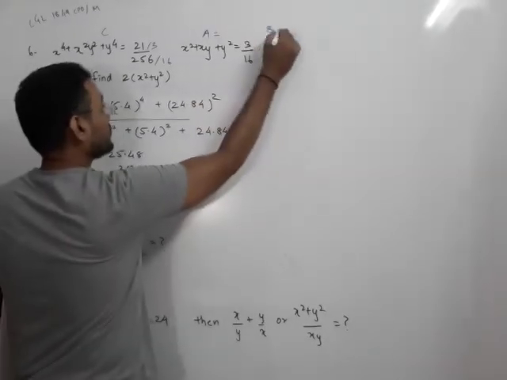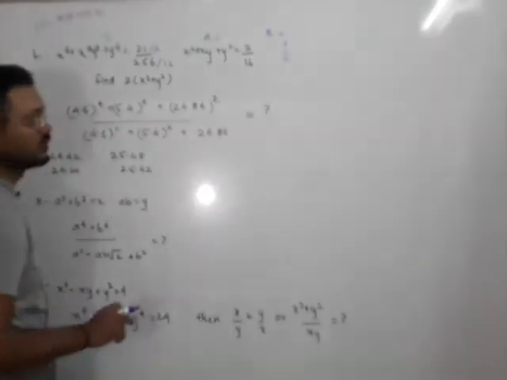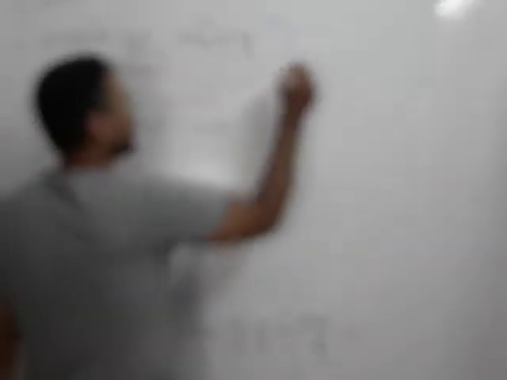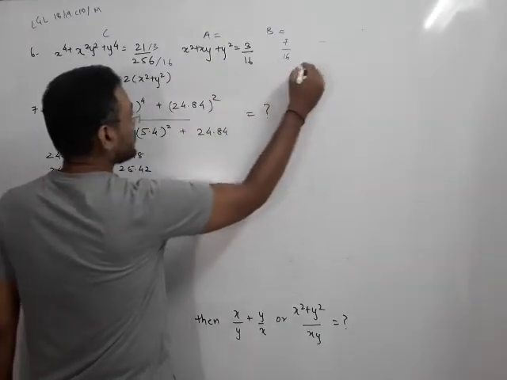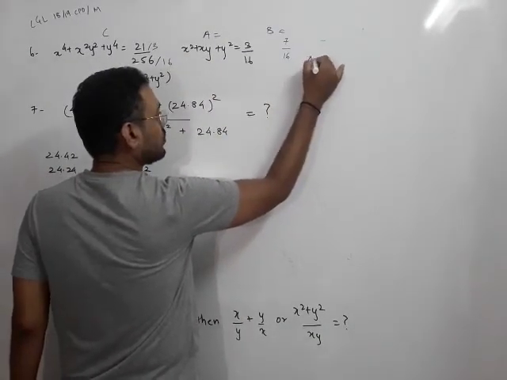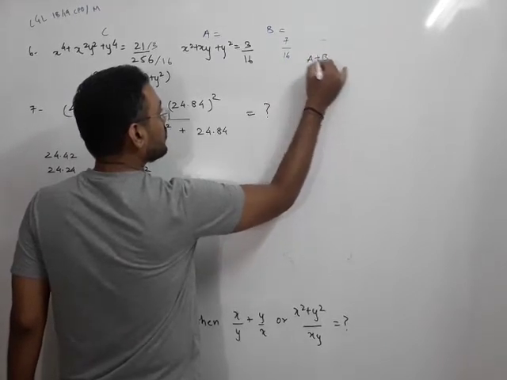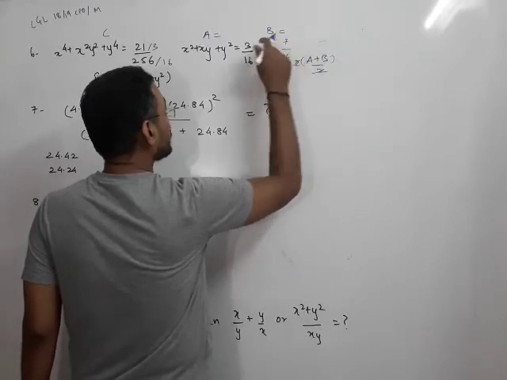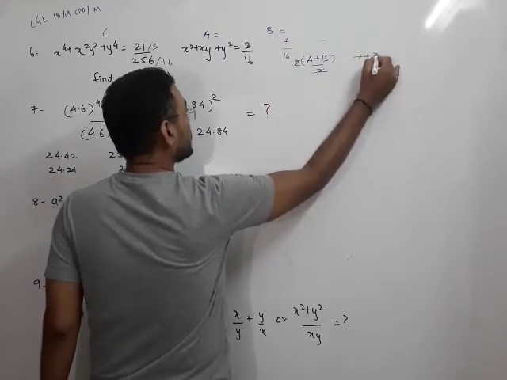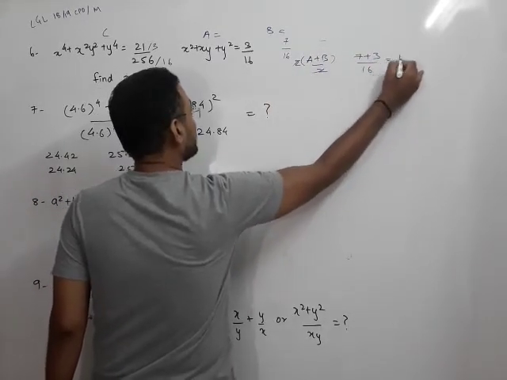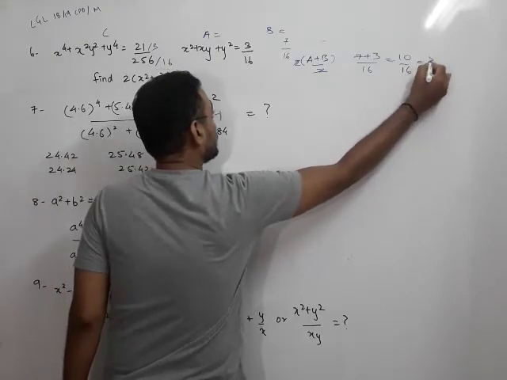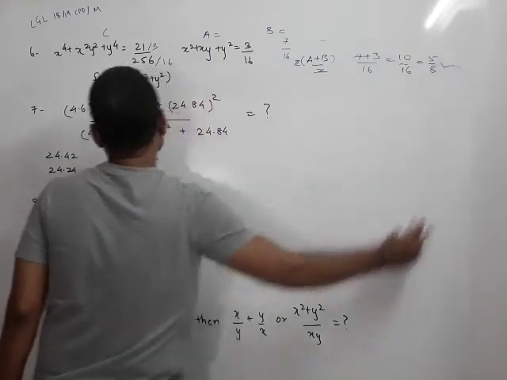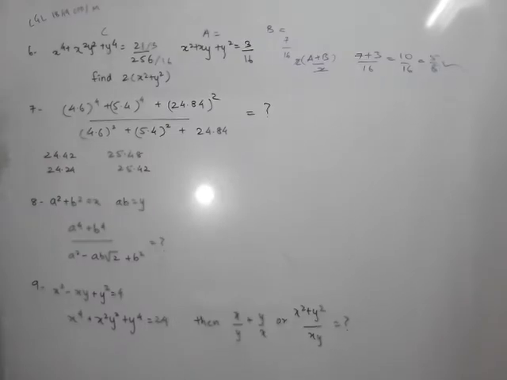A is this, b is this, you want this. What is x square plus y square? X square plus y square is (a plus b) by 2. So twice of x square plus y square will be just a plus b. So a plus b is 7 plus 3 upon 16, which is 10 by 16, which is 5 by 8. This is the answer. Next one.